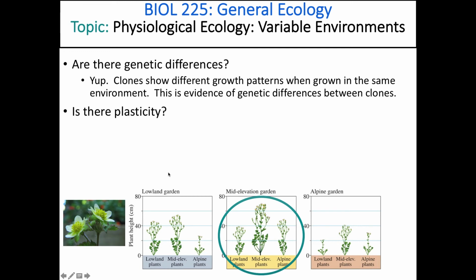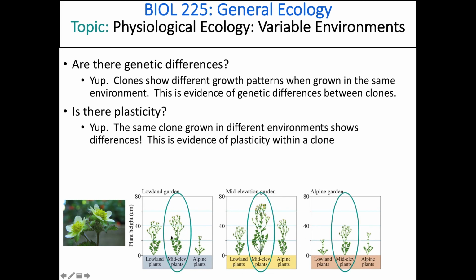But is there evidence of plasticity? So to look for evidence of plasticity, we need to look at the same clone in the three different habitats. If it were all due to genetics, we would expect them to grow the same no matter what the habitat was. But when you look at the same clone in different habitats, you see that no, there's some plasticity there too, right? Because this mid-elevation plant is a little bit shorter in the lowland garden, a little bit less leafy, and it's much shorter and much less leafy in the alpine garden. And so not only are there genetic differences, but there's also plasticity.